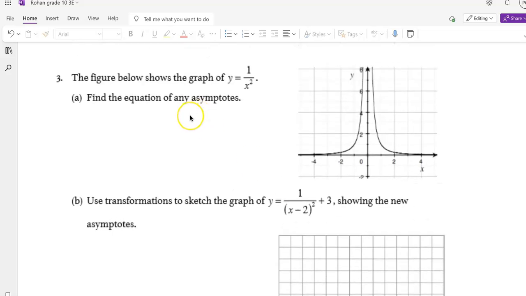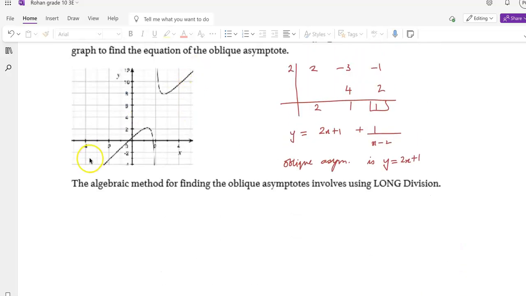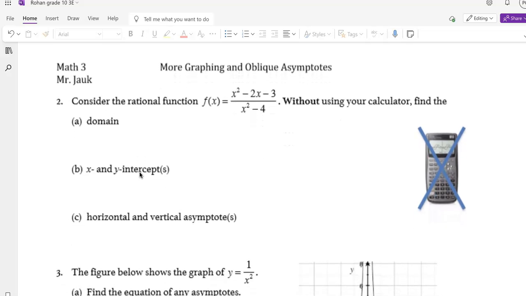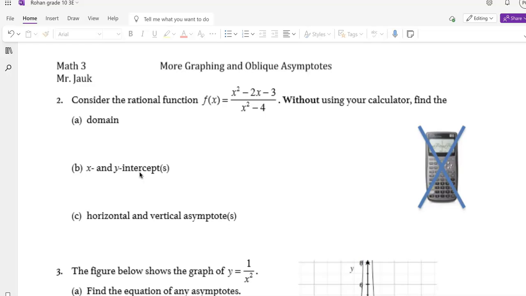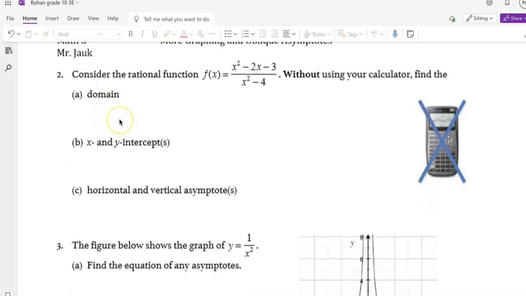Would I have to find it by looking at the graph? How will you find it? You can't find it by looking at the graph. You won't get the exact answer. So it's not possible.